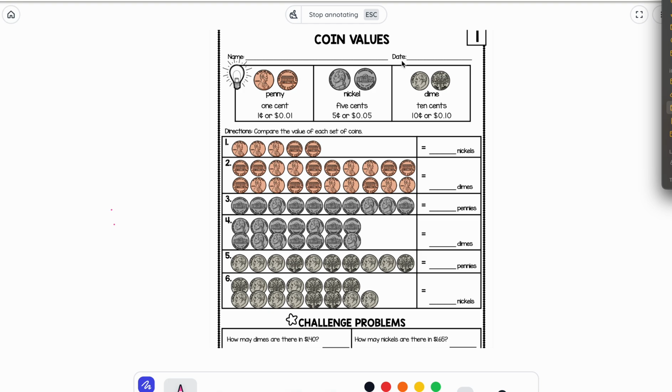We're talking coin values here. So we've got our information, penny. This is what it looks like. It's equal to 1 cent. Nickel. This is what it looks like, equal to 5 cents. Dime. This is what it looks like, equals 10 cents.